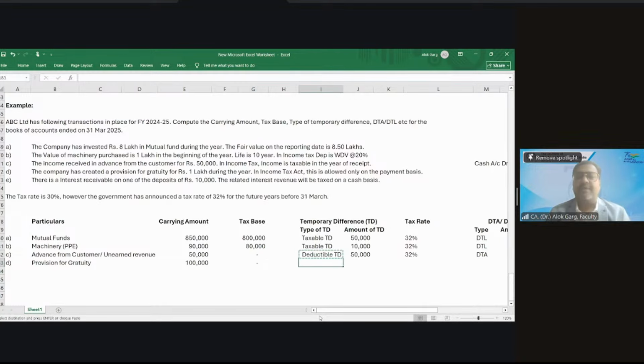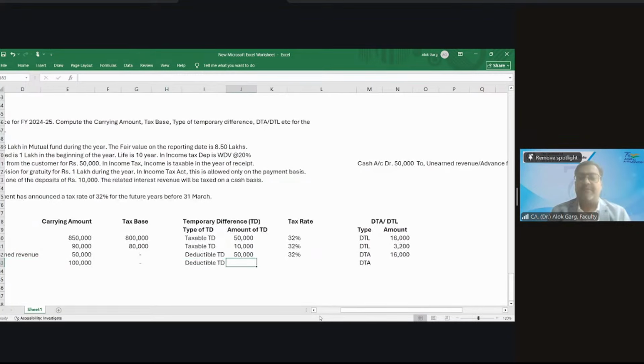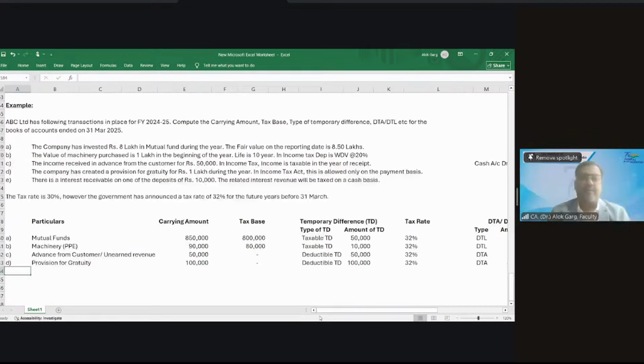So which type of temporary difference is there? Deductible temporary difference. Which asset will arise? DTA will arise. What is the temporary difference? Temporary difference is this minus this. 1 lakh. What is the tax rate? 32%. What is my DTA amount? 32,000.